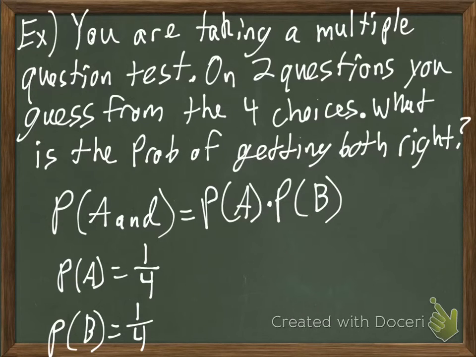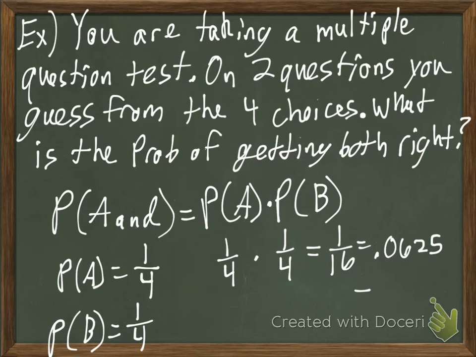And then to figure out this total probability, we take that 1/4 times 1/4, and that gives us 1/16. So the probability that we get them both correct is 1 out of 16, which we can again change to a decimal. There's my calculator, which is 0.0625, or 6.25%.